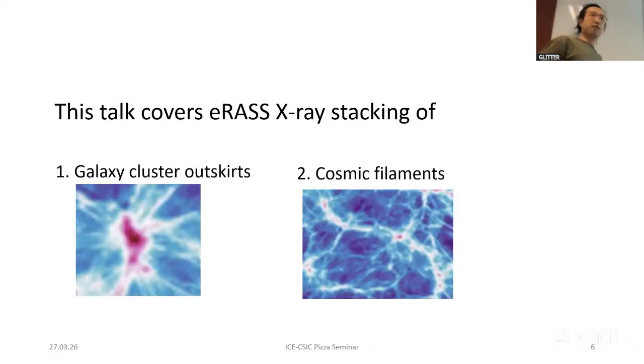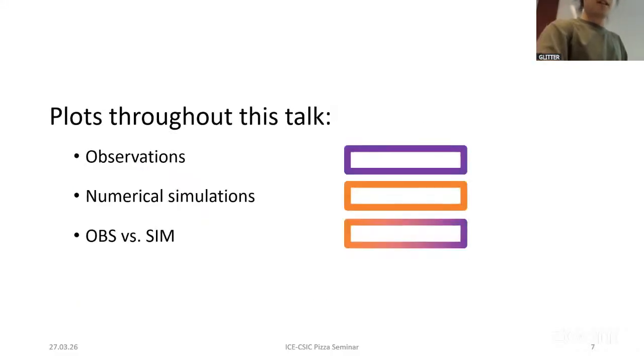So in this talk, I will cover basically two projects. One is stacking of galaxy cluster outskirts, going away from the halo center, and the second one is cosmic filament stacking. They share some information, but they are different objects. Throughout this talk, for plots from observations, I will mark them using a purple border. If it's from numerical simulation analysis, I will use orange. And if it's observation compared with simulation, then I will use this transition border.